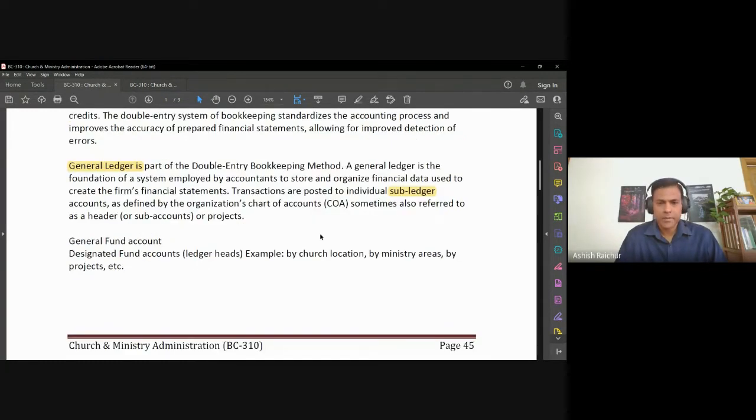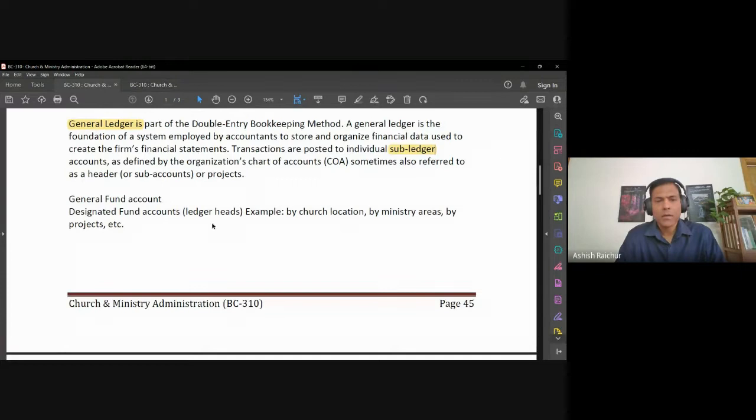Now, very important, and these are some things to think about. You may not necessarily have everything in place to begin with, but I'm just giving an idea as you go forward, is that you have designated fund accounts. These are general ledger headers, right? Fund accounts. So we have our general fund account. That means all tithes and offerings go here. So when people give tithes and offerings, they go into a general fund account. But then we also have designated fund accounts.